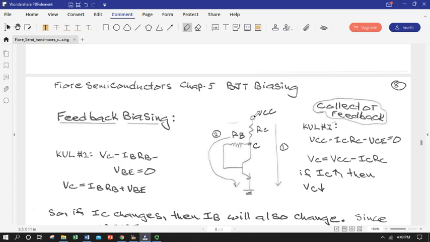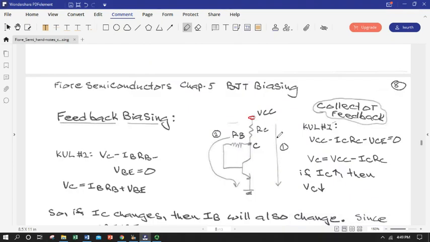This is a simple mode. This is called collector feedback. So we have our collector supply, our collector biasing resistor. Our base biasing resistor is going to attach the base to the collector. So this is the lead going into the transistor collector. We don't need anything else in this circuit.